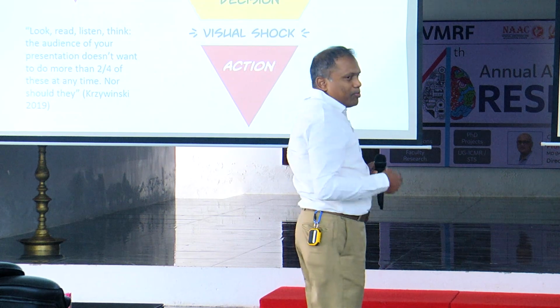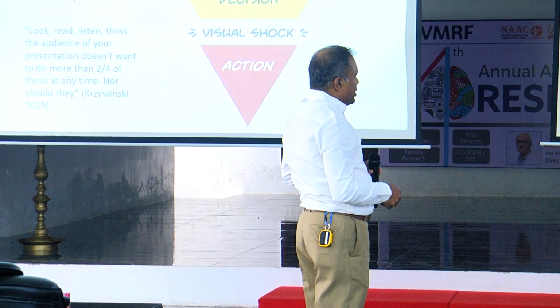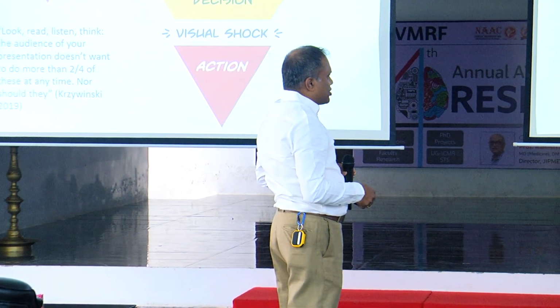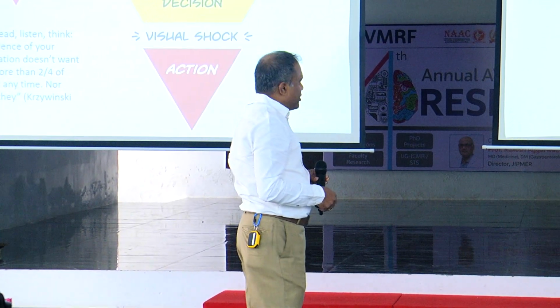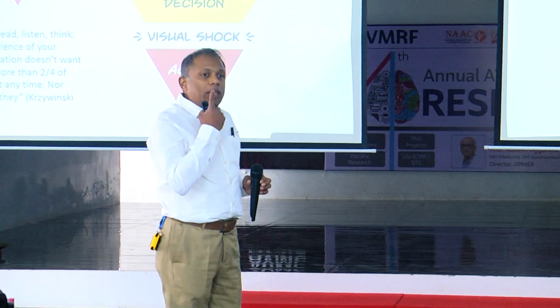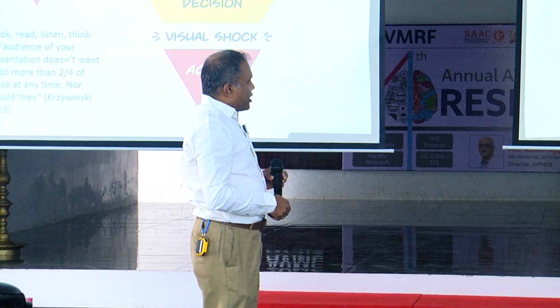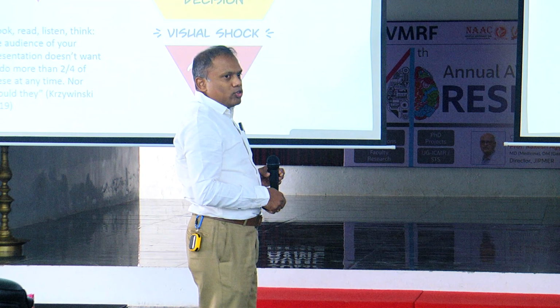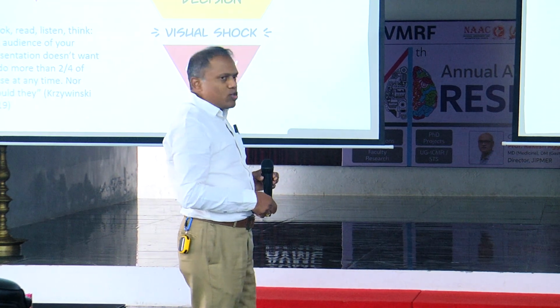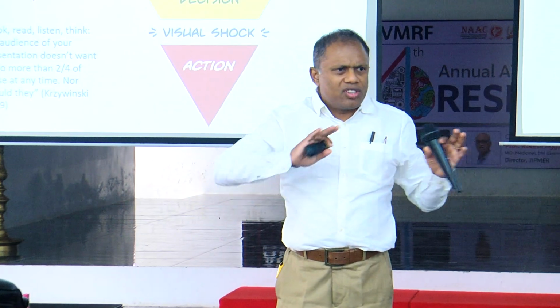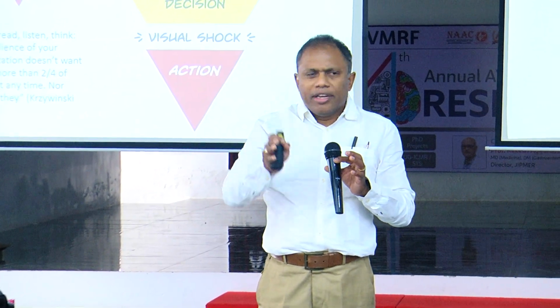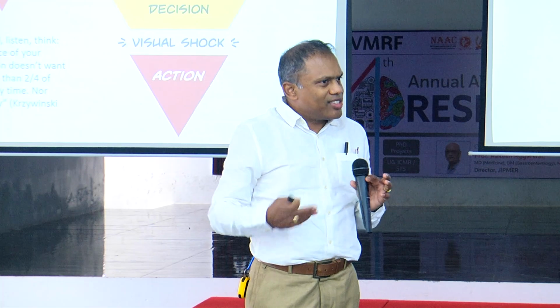So here my previous presenter also said this: look, read, listen, think. There are 4 things, and the audience cannot do more than 2 of it. They can look at it, they can read it. You keep quiet. Or they can listen to you present and then think. Choose any 2. The last 2 is what you have to aim at. When somebody has come to your presentation, you have put up a nice presentation, it's very visually attractive, very good, interest is there, somebody has come. What is the next thing you do?